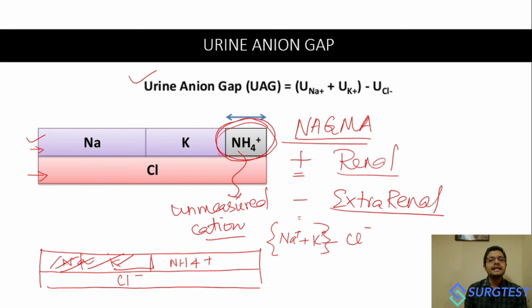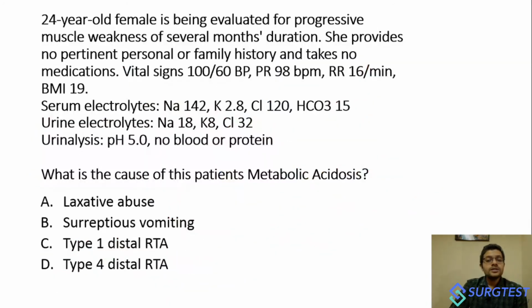Whereas if the kidney is the problem, then this ammonium is going to be so less, obviously, and therefore you expect a urine anion gap to be positive. In that scenario, you expect the urine anion gap to be positive. So let us apply this formula in the current question. Again, coming back to the question, let us use this formula and apply it to our MCQ and try to find out the answer.